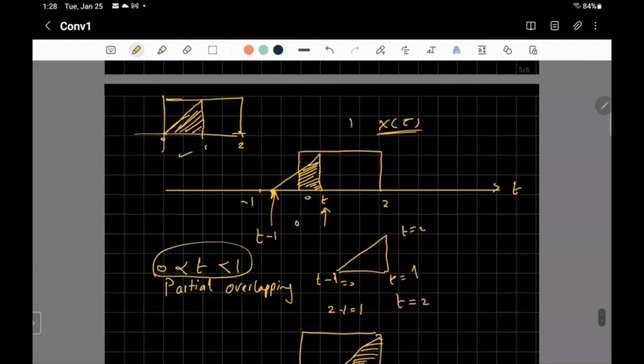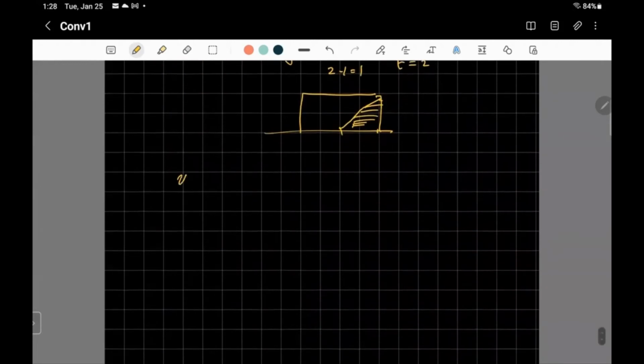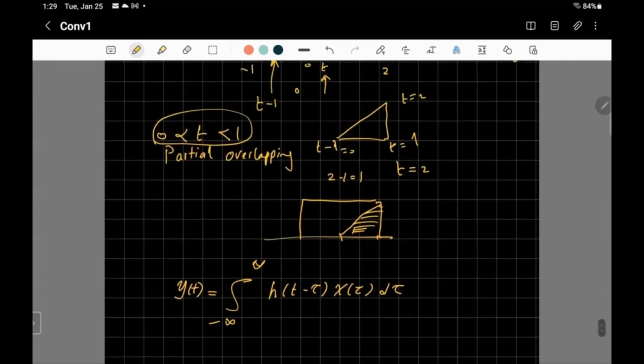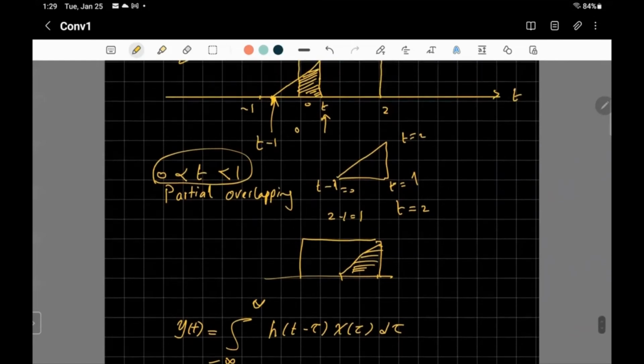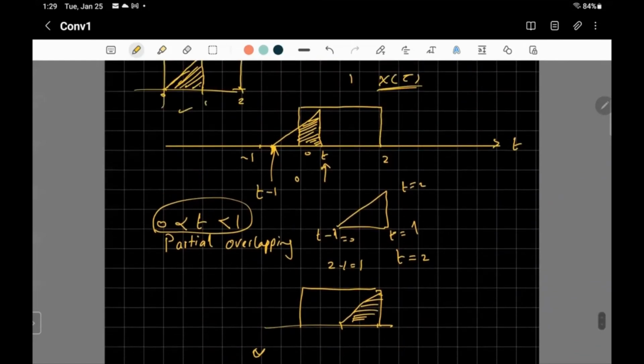Now, how do you integrate this? Remember the integration that we did? y of t equals the integral from negative infinity to infinity of h of t minus tau, x of tau, d tau. I'm using the second one. When you do the integration, you integrate from where to where? The overlap starts from what time? 0 up to t. No, t is variable, because you have to put it in imagination.